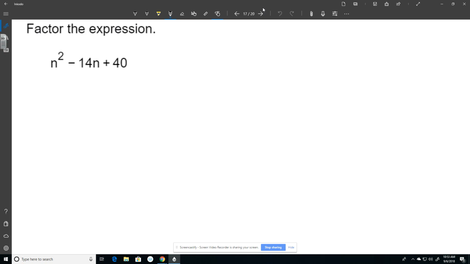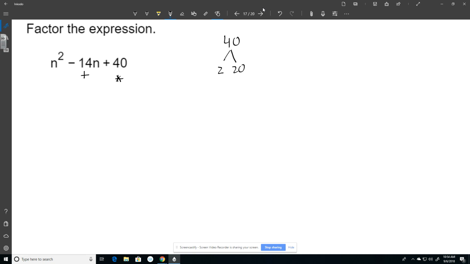Factor. Not as many of these on the test as I remembered there being. So this one starts you off with a nice, easy one. There's nothing in front of the n squared, so we don't have to worry about that. And 40 isn't a nice square root, so we can't really use any of our shortcuts. So we're just going to do this the normal way. I'm looking for numbers that multiply to equal 40 and add up to be negative 14. So let's look at factors of 40 really quick.